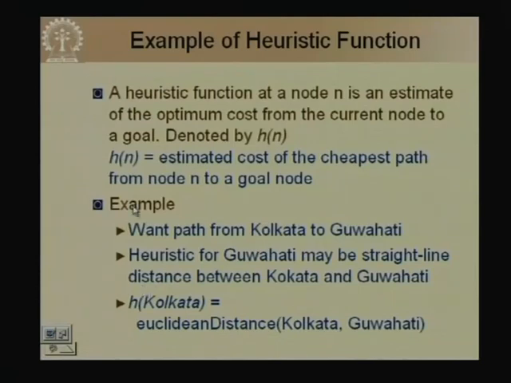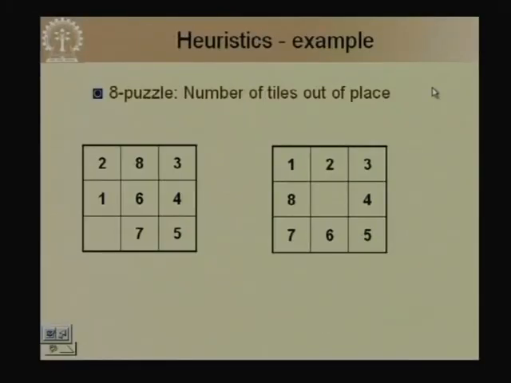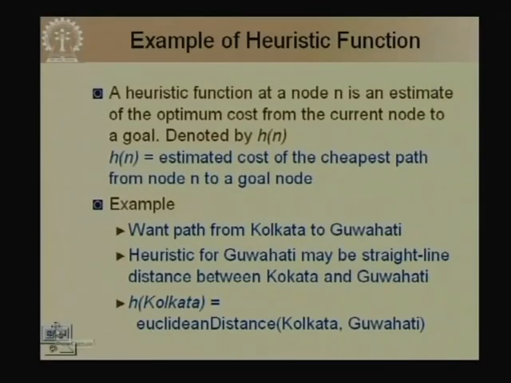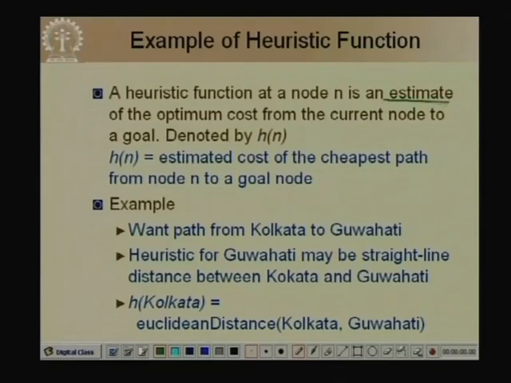Let us look at some examples of heuristic functions. A heuristic function at a node n, which we will use for the purpose of the search algorithms, is an estimate. The heuristic function is an estimate of the optimum cost from the current node to a goal. We usually denote a heuristic function at a node n by H(n), which is the estimated cost of the cheapest path from node n to the goal node.